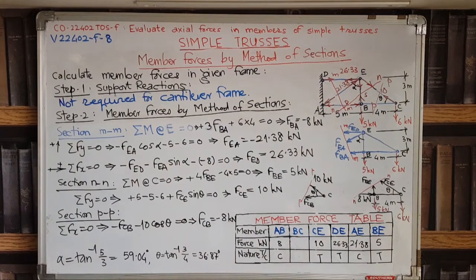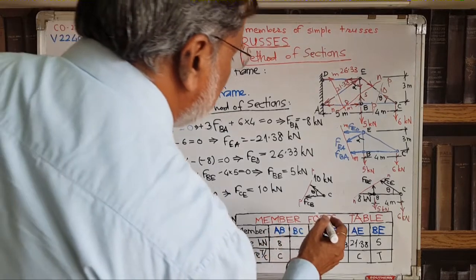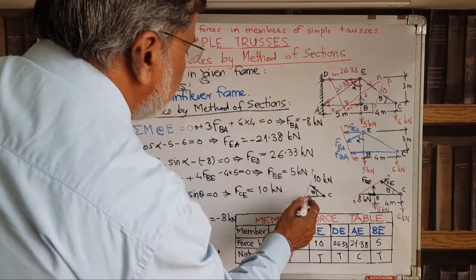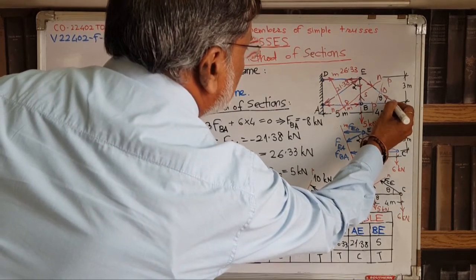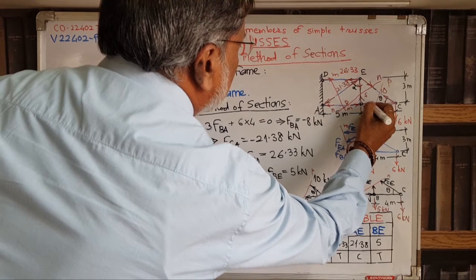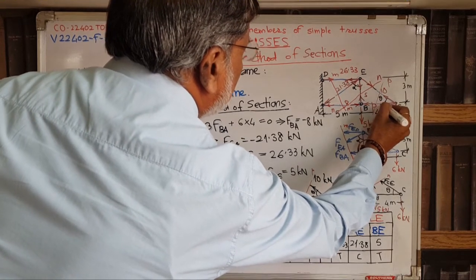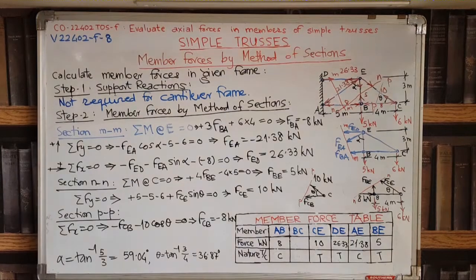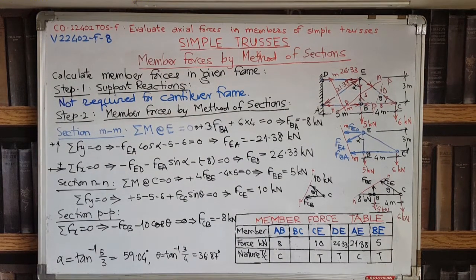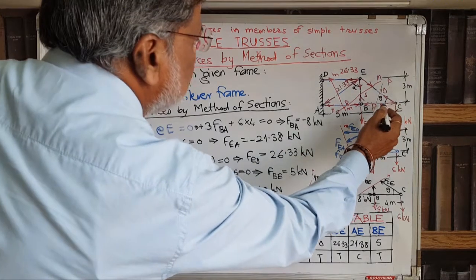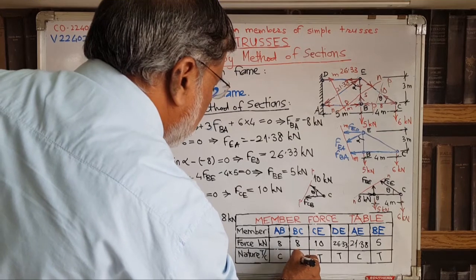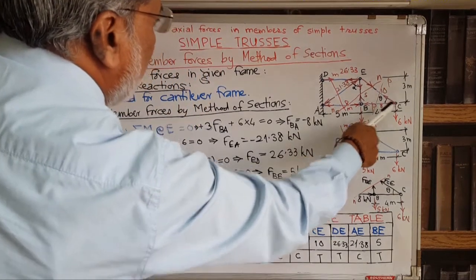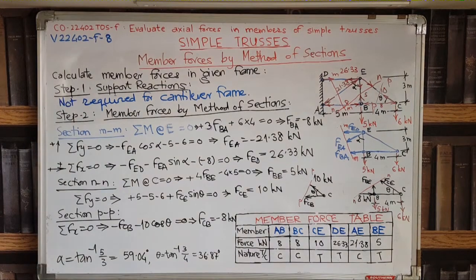Again the minus sign indicates that it is acting towards the joint. FCB, this direction is to be changed at C. So it will be like this, towards the joint. So this is 8. So in the table we can replace this as BC. This is 8 and the arrows are pointing away from each other, so they are in compression.